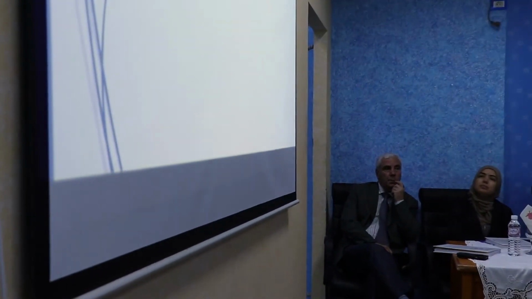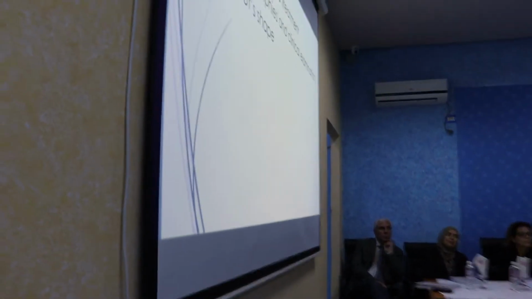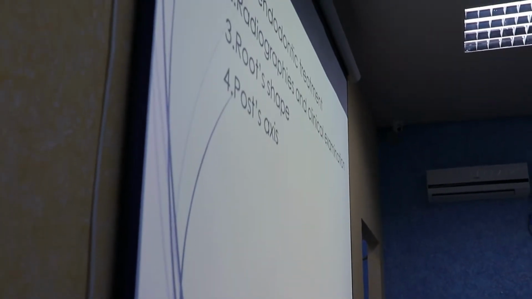Now the criteria of a successful coronoradicular constitution. The tooth has to get an appropriate endodontic treatment. We should make the necessary radiographies and clinical examination in order to make the correct diagnosis and adopt the suitable therapeutic plan. The straighter the root is, the easier is our treatment and success chances are higher. The post axis should be along the long axis of the tooth.